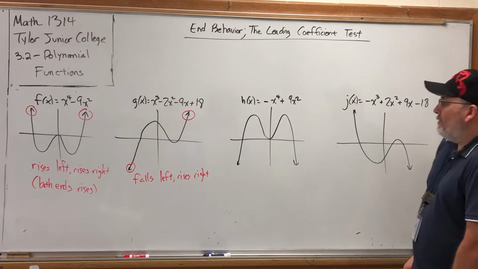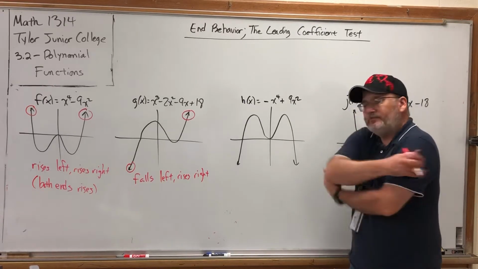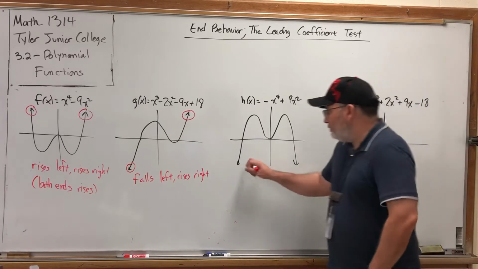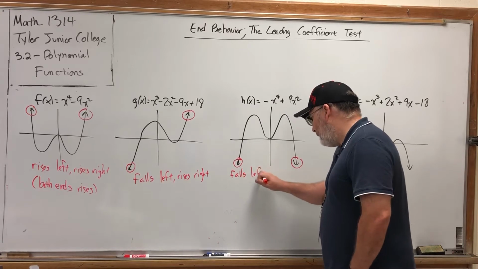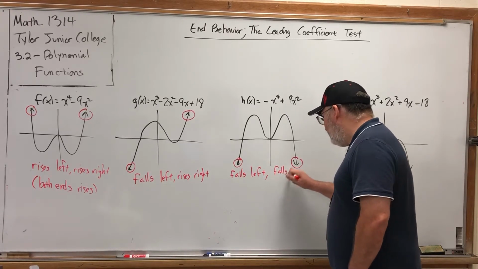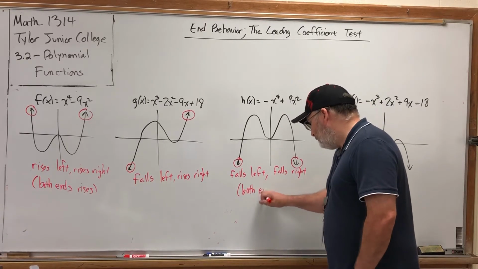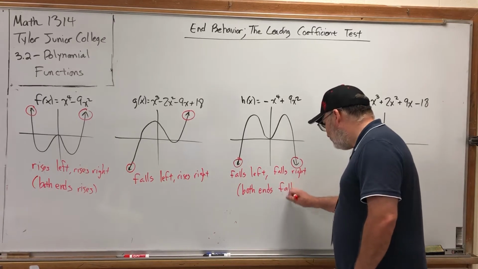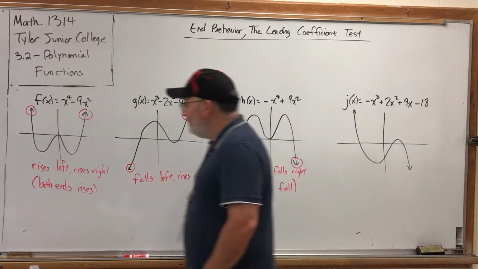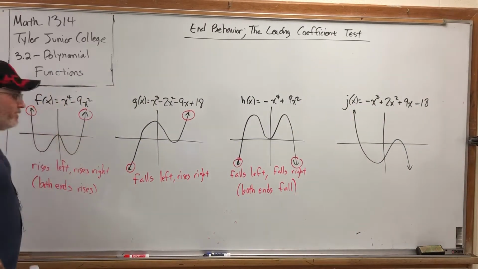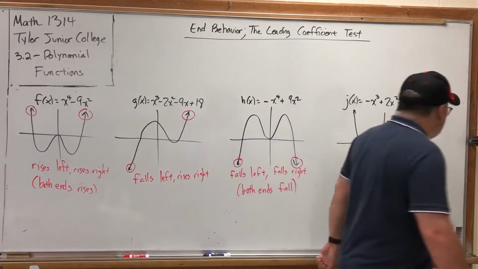How would you describe the end behavior of this next one? H of x equals negative x to the 4th plus 9x squared. Well, both ends are pointing down, so we could say that it falls left, and we could say that it falls right. But because both ends are doing the same thing, we could just say both ends fall. By the way, this function was just the negative of the other one. I just stuck a negative in front of this and distributed it. Do you remember what that does? Reflects across the x-axis. That's how I got this one too.